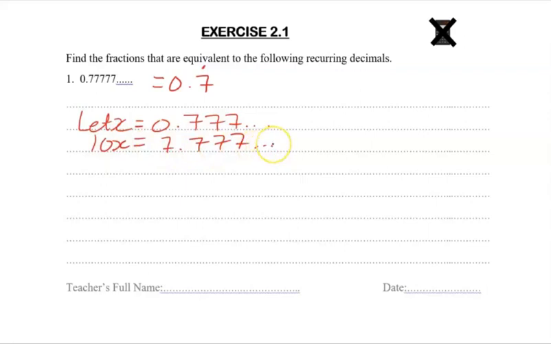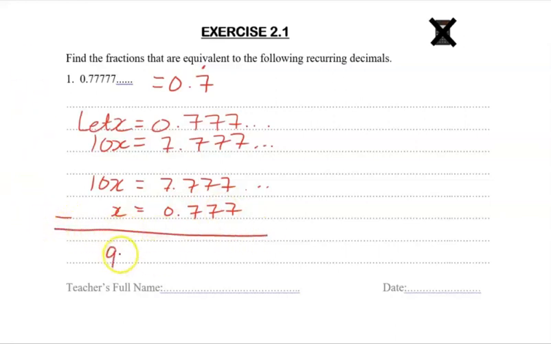7.777 recurring. Now here when we look at the decimal places, they all align. All the 7s align, and it means we can take the 2 away. So we're going to do 10x equals to 7.777 minus x, which is 0.777. So you have to make sure everything aligns. We're going to take this away. We're going to get 9x over here, and that's going to equal 7. x is going to equal 7 over 9. And this is how you represent a recurring decimal as a fraction.